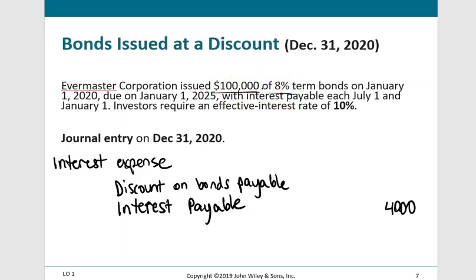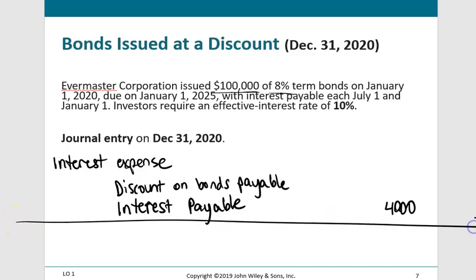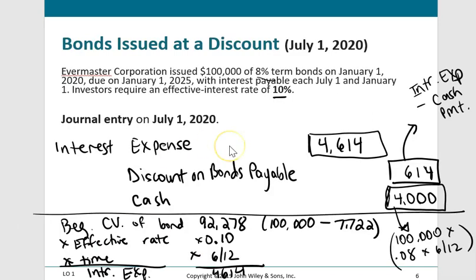Now when we're calculating the interest expense, just like we did before, we're going to take the beginning carrying value, but remember that beginning carrying value has changed. Why has it changed? The last time, we used the beginning carrying value of 92,278, the carrying value at the date of issuance. Since then, on July 1st, we booked this entry. We reduced the discount by 614, which means we increased the carrying value by 614.